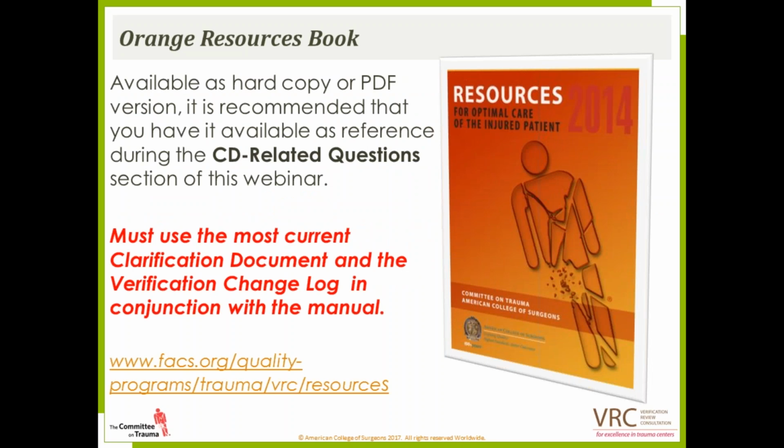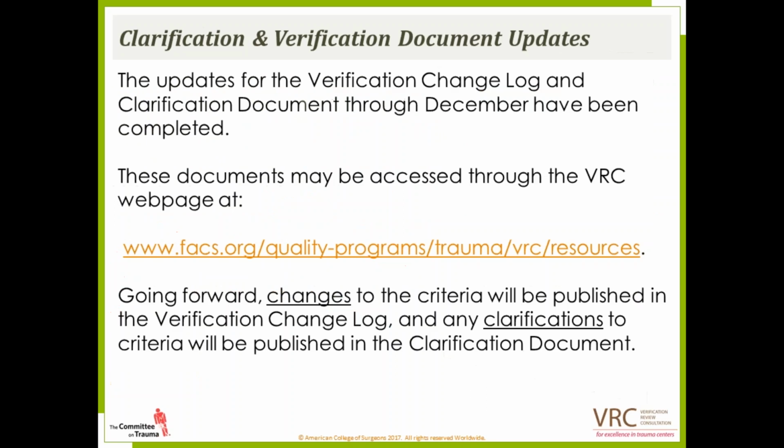As many of you are familiar, you do need a copy of the Orange Book, either hard copy or electronically. Be sure that you are using the most current clarification document and change log. Below is the link to access those. Again, many of you have joined us before, but if you're new to our process, we note any clarifications on the actual clarification document, and any changes that were made to a standard are going to be noted in the change log. We do not reprint the book, so there are no updated versions of the actual manual, as some folks have said.